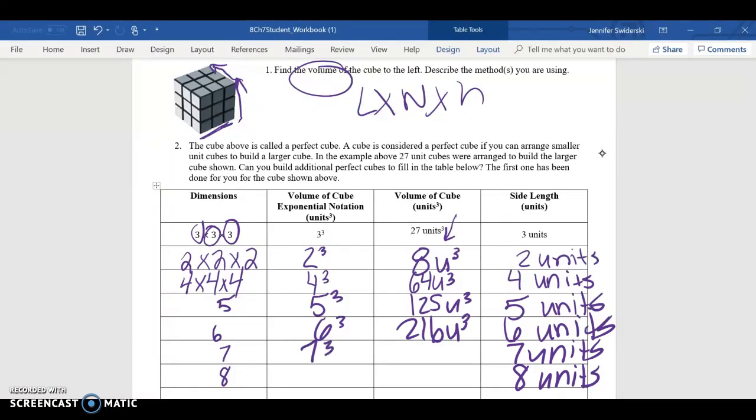So I would have 7 cubed, 8 cubed. So 7 times 7 times 7 gives me 343 units cubed. 8 cubed will give me 512 units cubed. Go and copy that down.